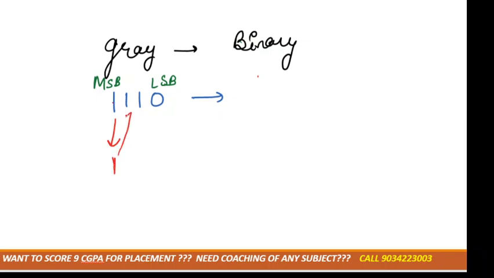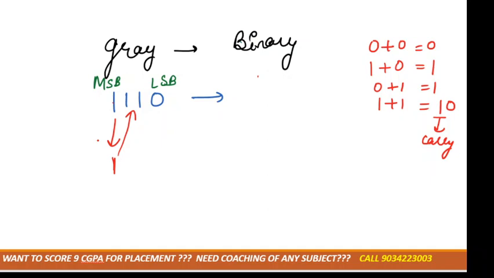Now do it diagonally. You should know that 0 plus 0 is 0 only, 1 plus 0 is 1 only, 0 plus 1 is 1 only, and 1 plus 1 is 0, with a carry of 1. Now 1 plus 1 is how much? 0. But we have to ignore the carry, so the main answer is 0. Again 0 plus 1 is how much? 1. Then 1 plus 0 is how much? 1. So this is in binary form, 1 0 1 0.